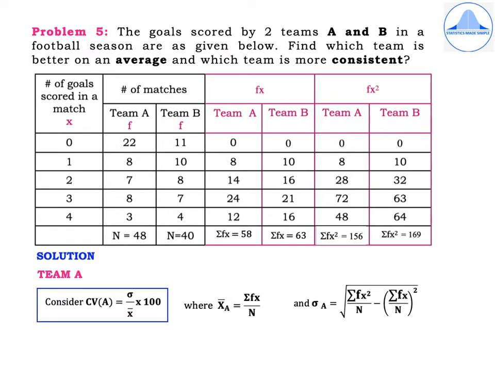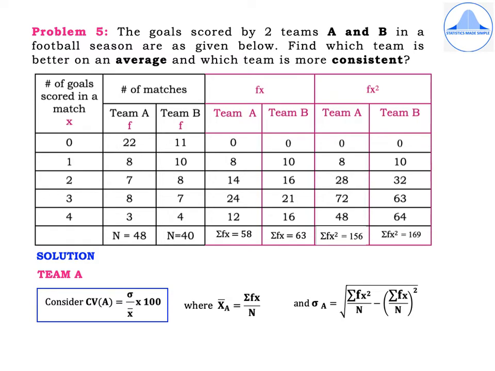The given problem is based on discrete data. So the first column you mark it as X, and the next two columns, that is number of matches for team A and number of matches for team B, are the frequencies which are denoted by F. Next, calculate capital N for both team A and team B. So you get capital N is equal to 48 for team A, and for team B capital N is equal to 40. Now start with the solution.